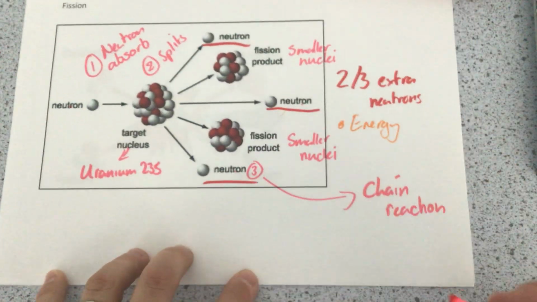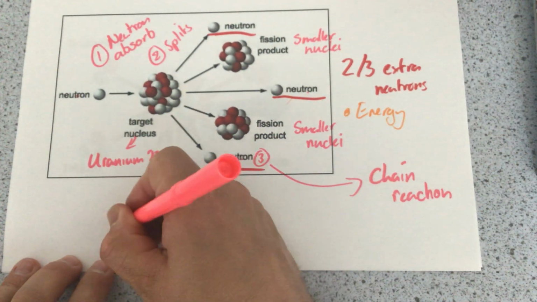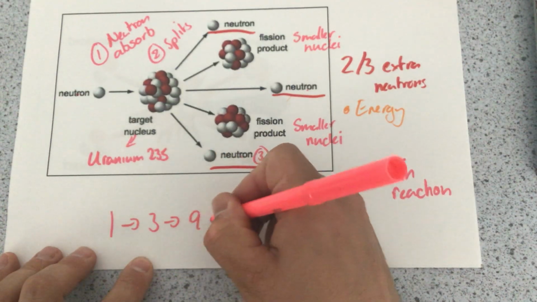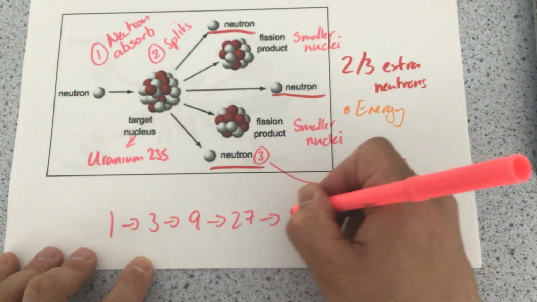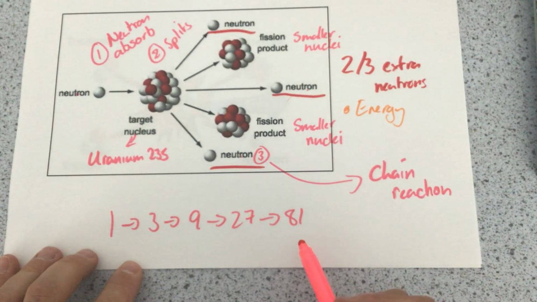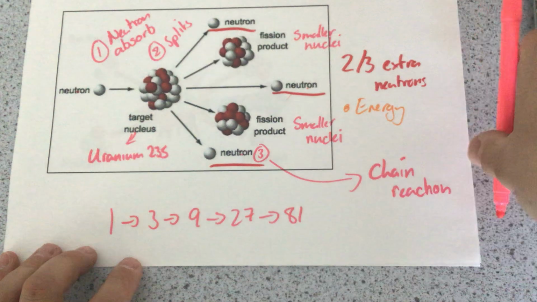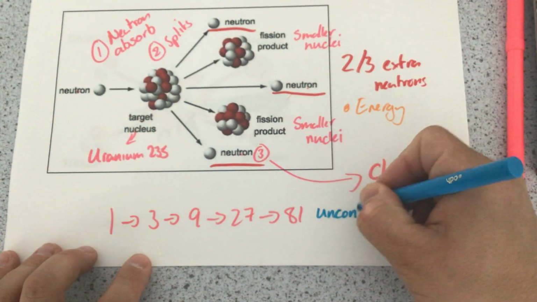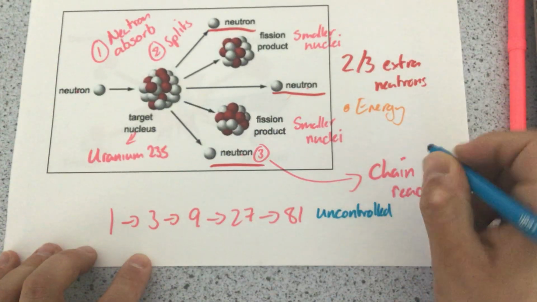Basically, through a chain reaction, 1 neutron can lead to the production of 3 more neutrons, which can lead to the production of 9 more, and 27, and 81, and so on. So very, very quickly, this number gets bigger and bigger and bigger. Unfortunately, this can be uncontrolled, and if not checked, can lead to so much energy that we get an explosion.